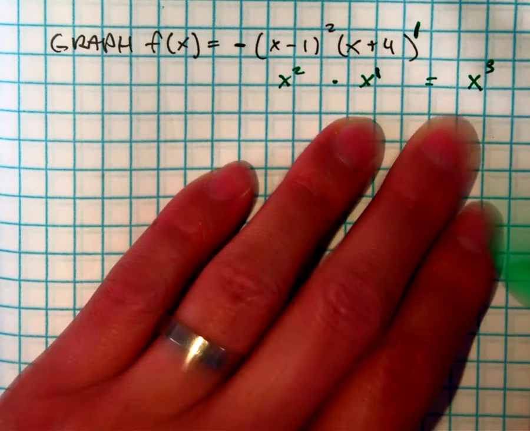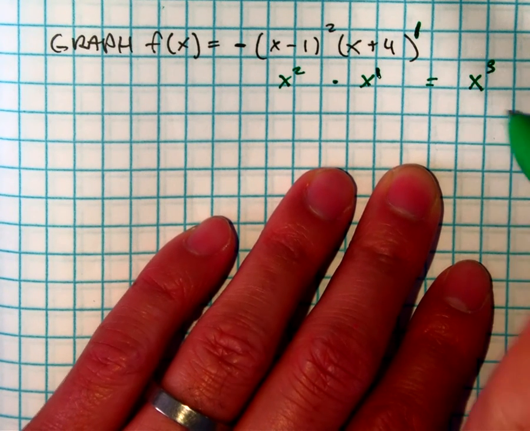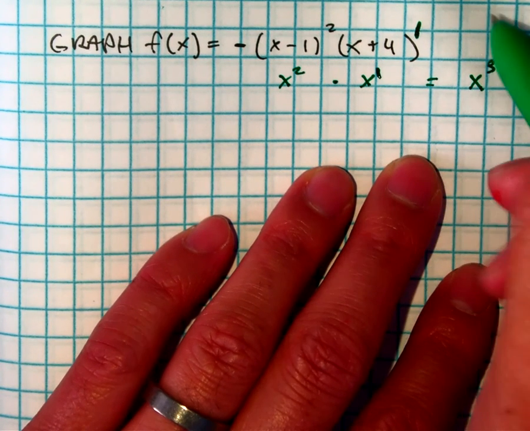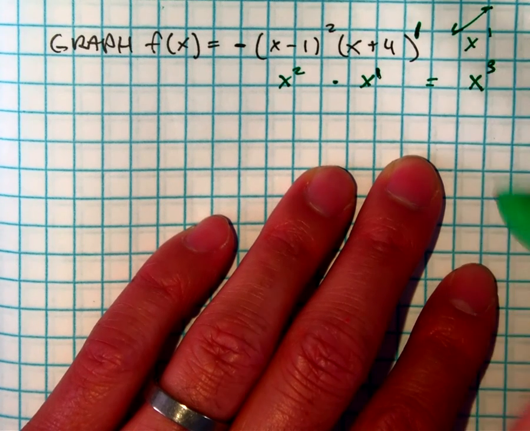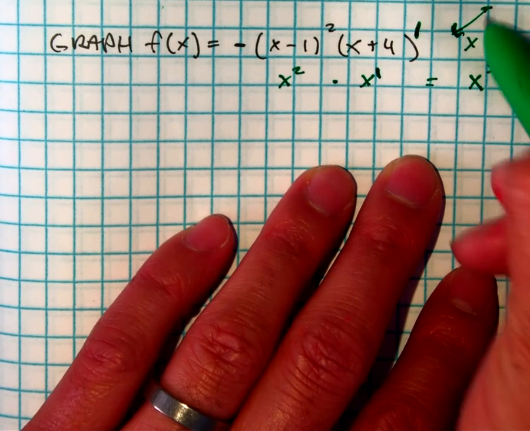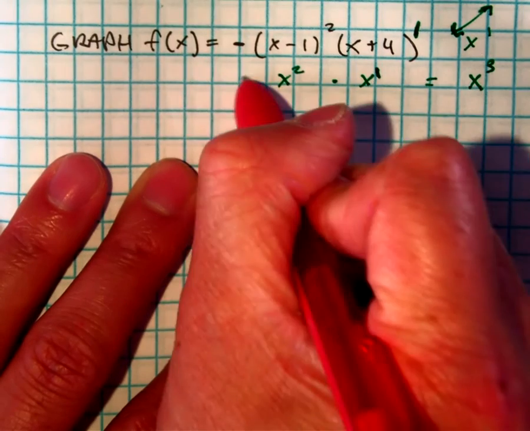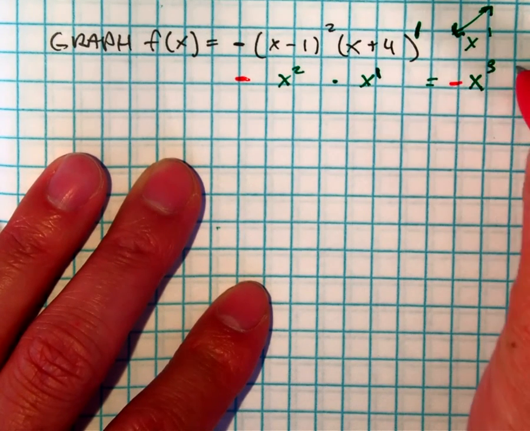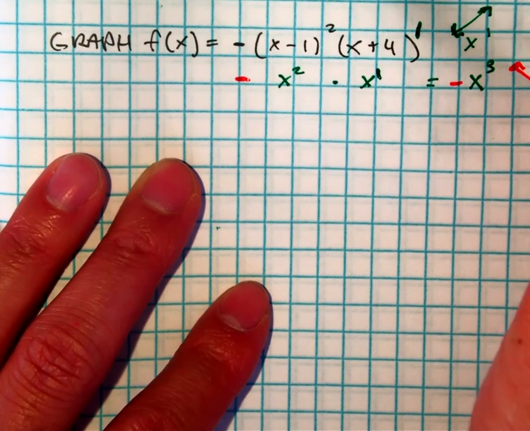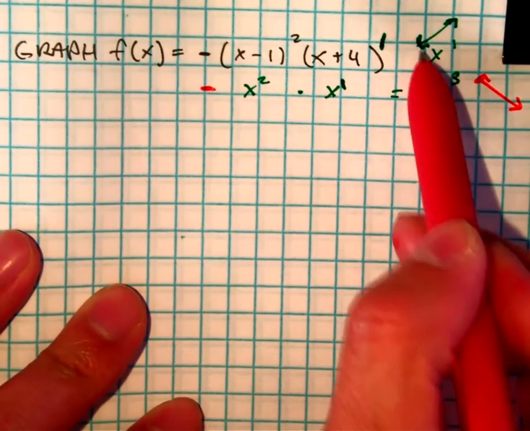This is an odd, so what does it look like? What's the easiest odd you know? X to the first. It's just a line, right? So we're going to start down and up. Class, what does that negative sign do? We're not going to start down. We're going to start up and then end down. Okay? So the negative sign will just switch the arrows.